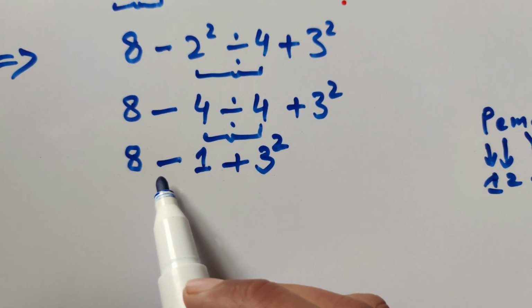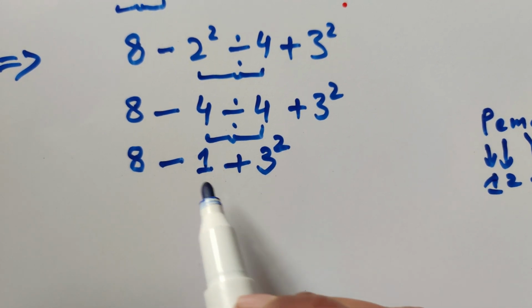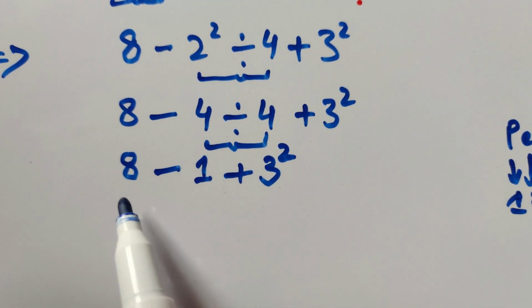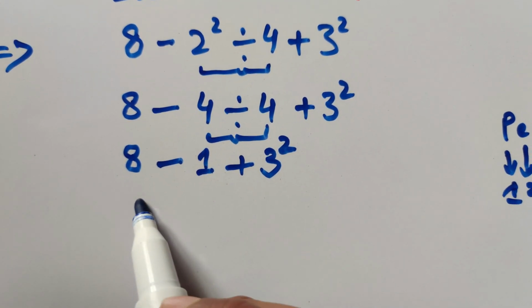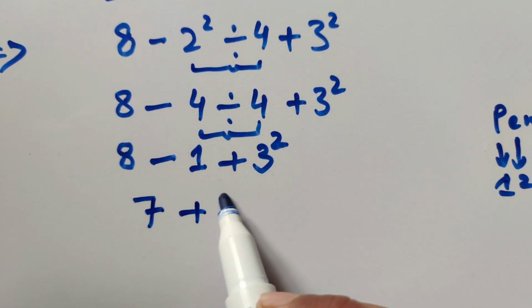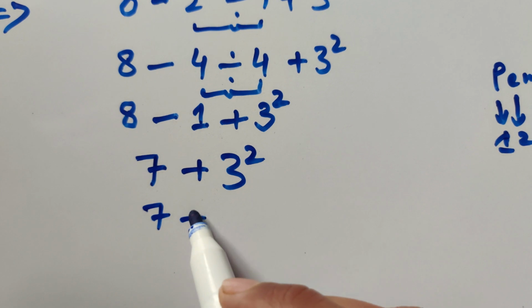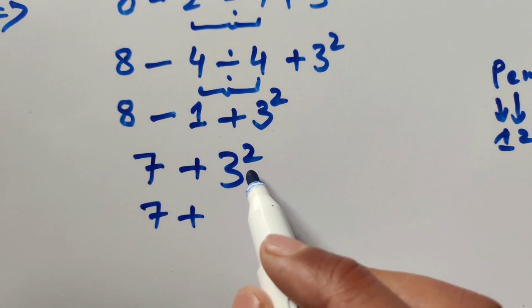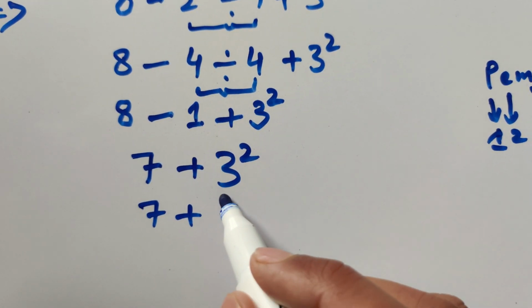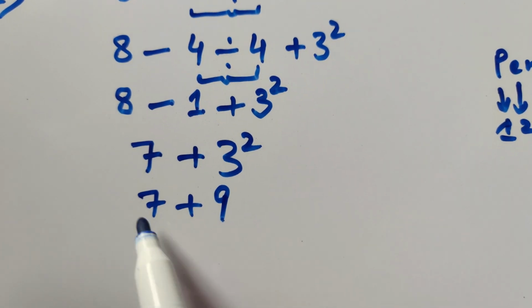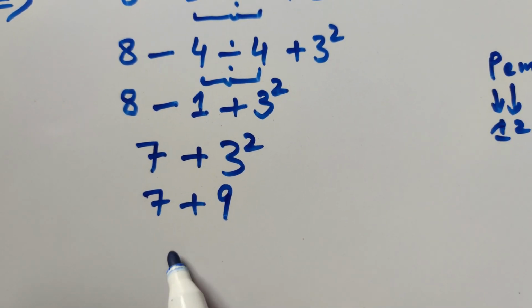Now minus first, then plus, right? So 8 minus 1, 7 plus 3 to the power of 2. Now 7 plus 3 times 3, 9, right? So 7 plus 9, 16.